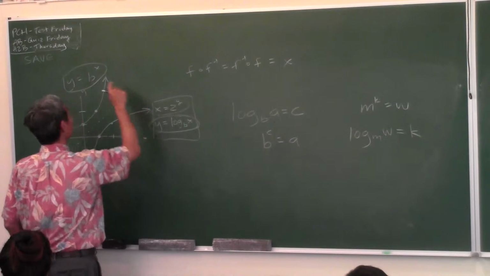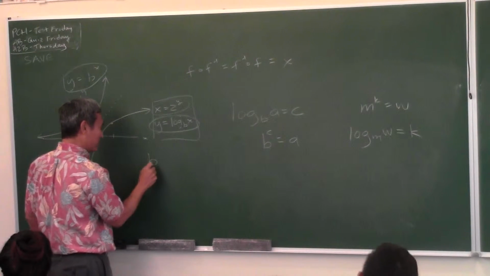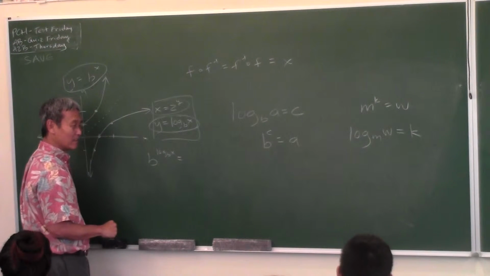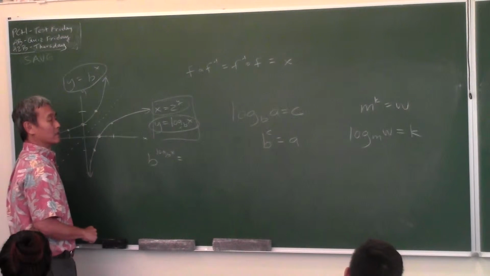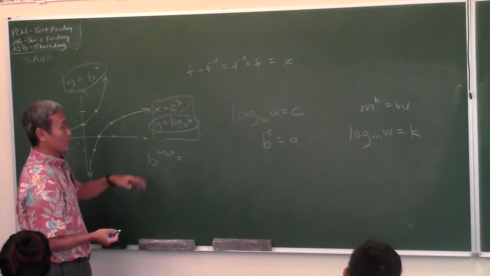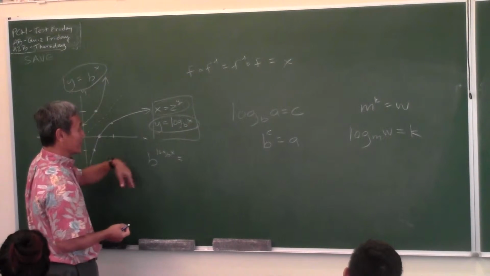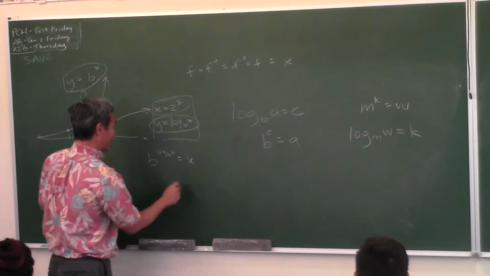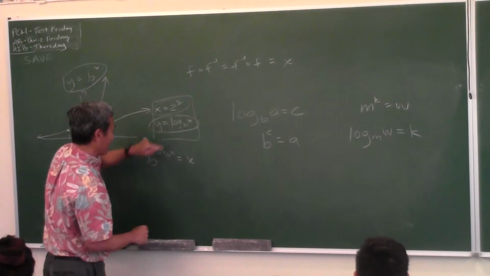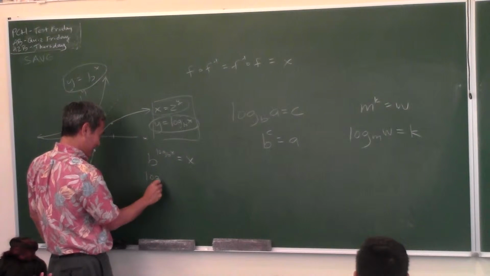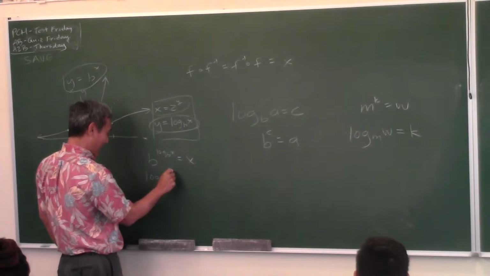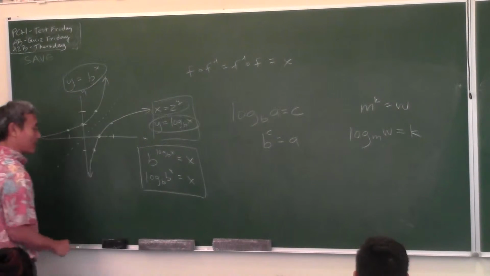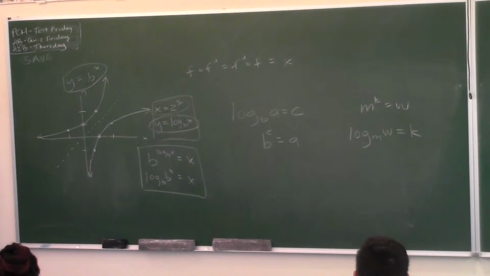If I take this and plug it into there, you get b to the log base b of x. What is that equal to? We just talked about it before. If you have two functions that are inverses, if you plug one into the other, the answer is going to be x. And then what if I took that and plugged it in there? Then you would have log base b of b to the x equals x. I'm going to box that because you're going to be using that on tonight's homework.